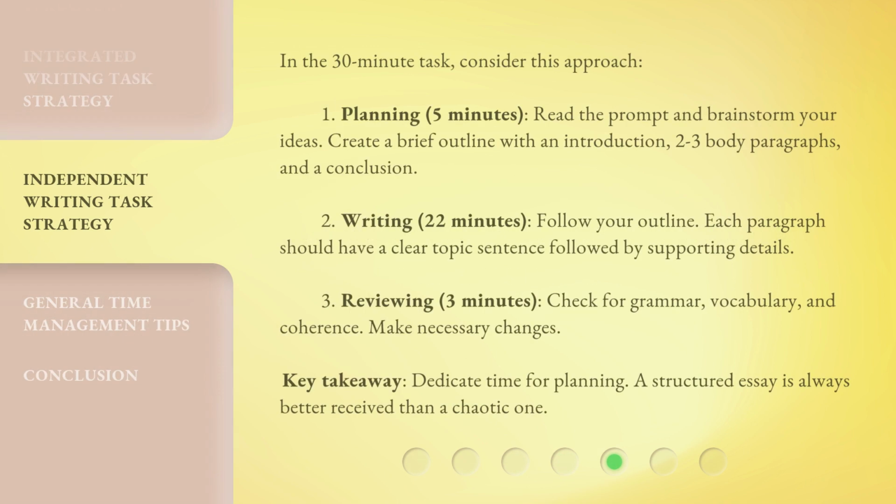In the 30-minute task, consider this approach. 1. Planning, 5 minutes. Read the prompt and brainstorm your ideas. Create a brief outline with an introduction, 2 to 3 body paragraphs, and a conclusion. 2. Writing, 22 minutes. Follow your outline.